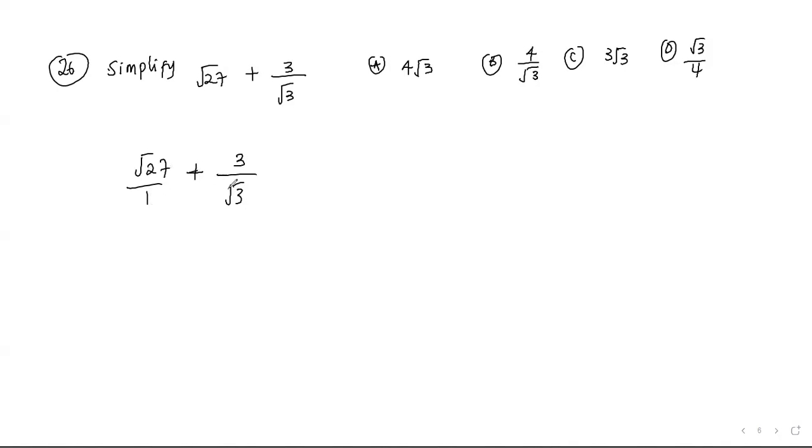Now, we want to simplify this fraction. I told you whenever I'm simplifying fractions, I always do butterfly style. It's not really cross multiplying. You can do your LCM, right? The LCM of 1 and root 3 is root 3. Then root 3 divided by 1, you get root 3. Root 3 times root 27, right? Then plus, see, the LCM is root 3. Root 3 divided by root 3 is 1.